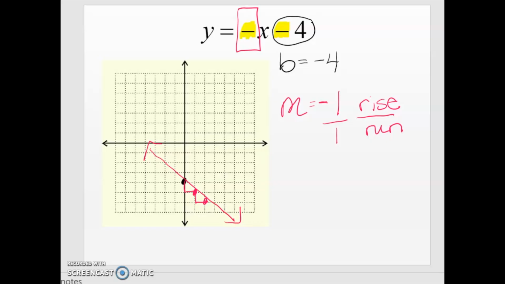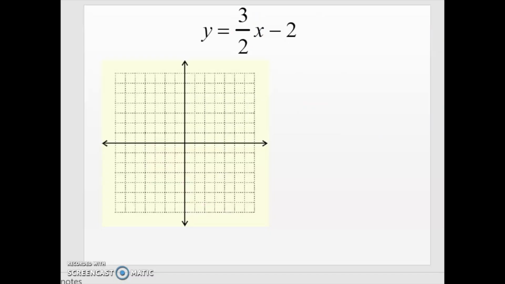We'll try one more with a fraction because I want to make sure you're not confused when you're working on these. So here's our third and final equation. So again, first thing we do is identify that b value of -2. That's our y-intercept. So we go down to -2.